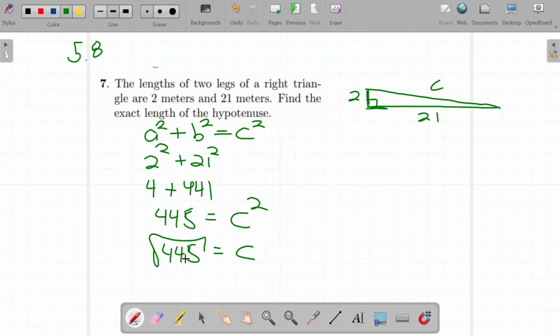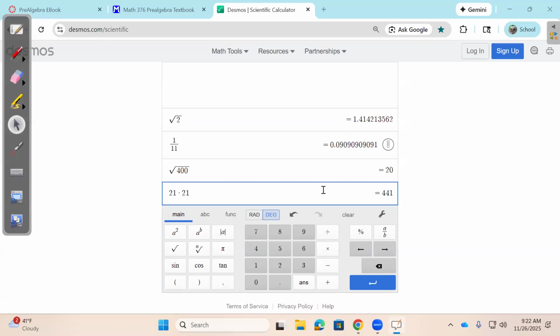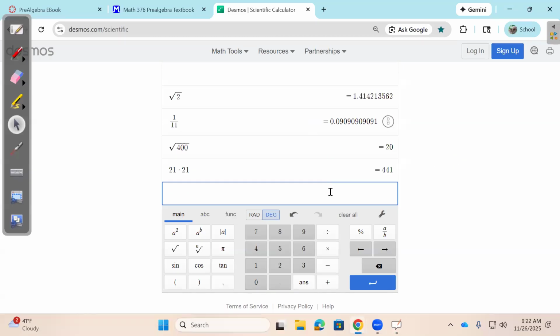All right, now 445 isn't ringing any bells as a nice number that was multiplied by itself. So I'm going to check with my calculator to see if it is a nice square root. Square root of 445 is 21.095023111, right? There's no pattern going on there, which means the calculator probably rounded. So that's not the exact answer.